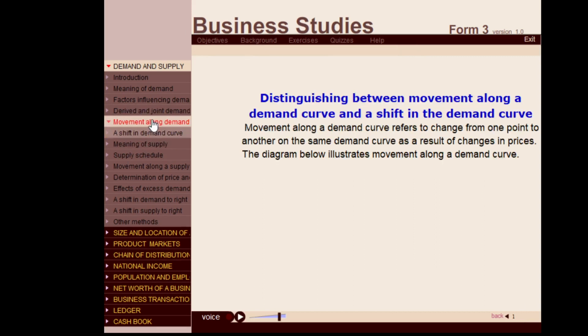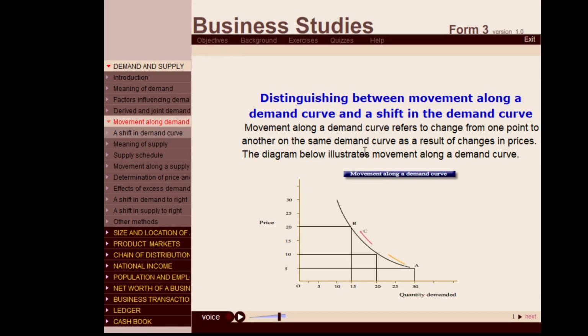Distinguishing between movement along a demand curve and a shift in the demand curve. Movement along a demand curve refers to change from one point to another on the same demand curve as a result of changes in prices. The diagram below illustrates movement along a demand curve.